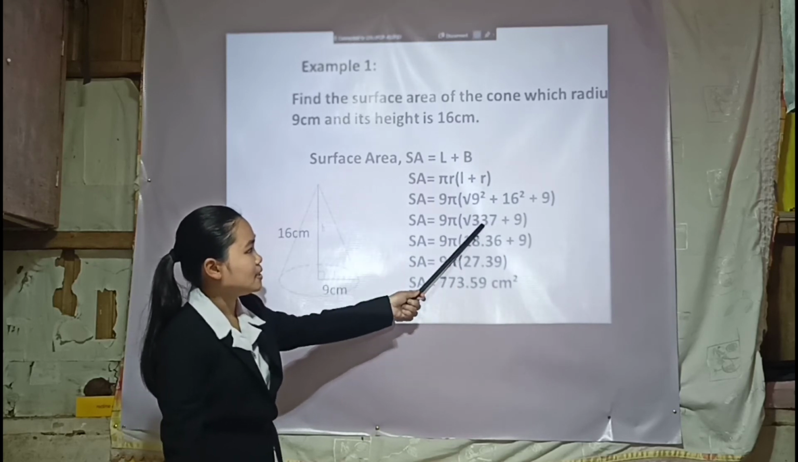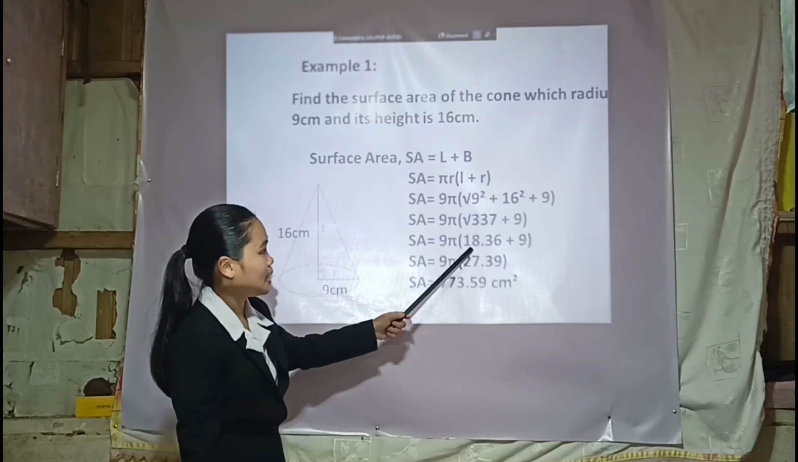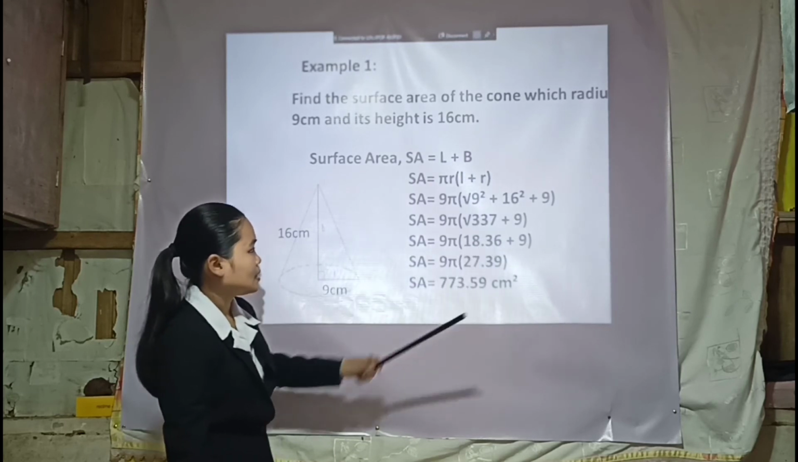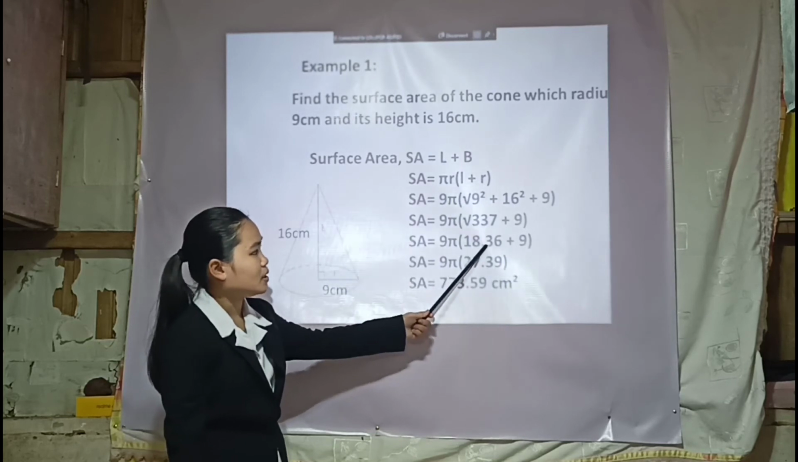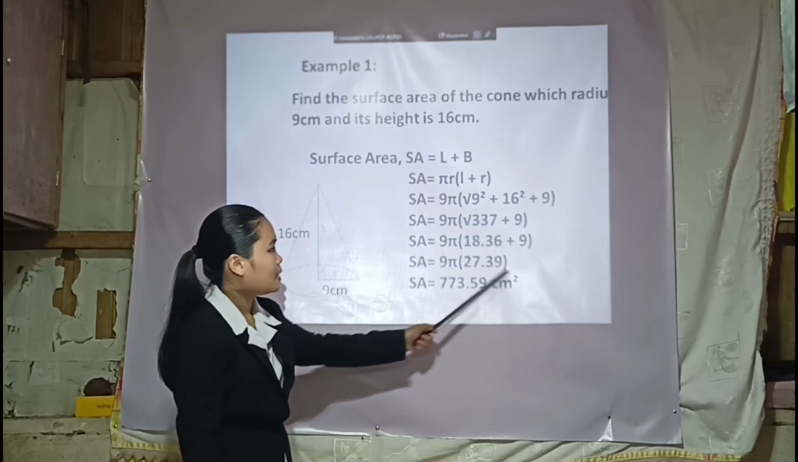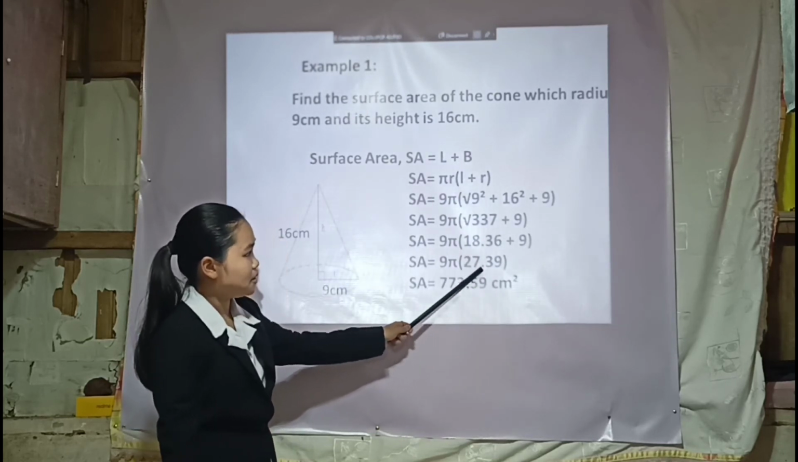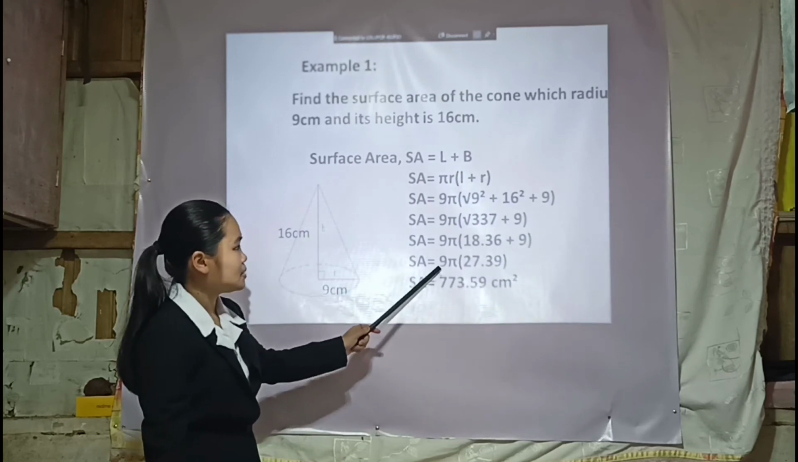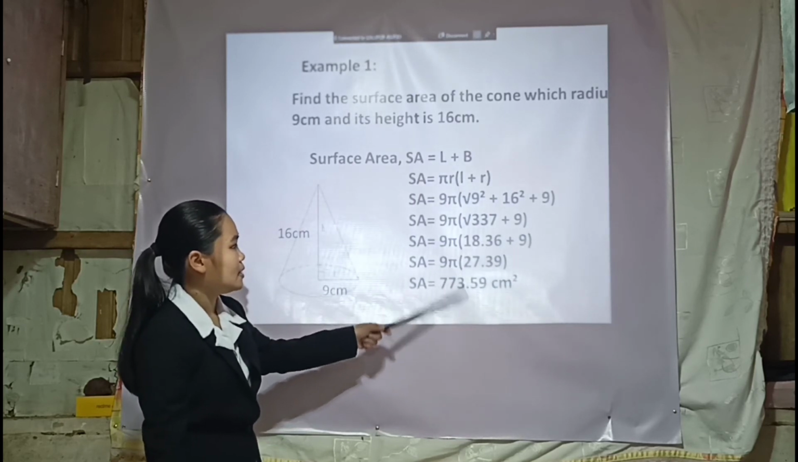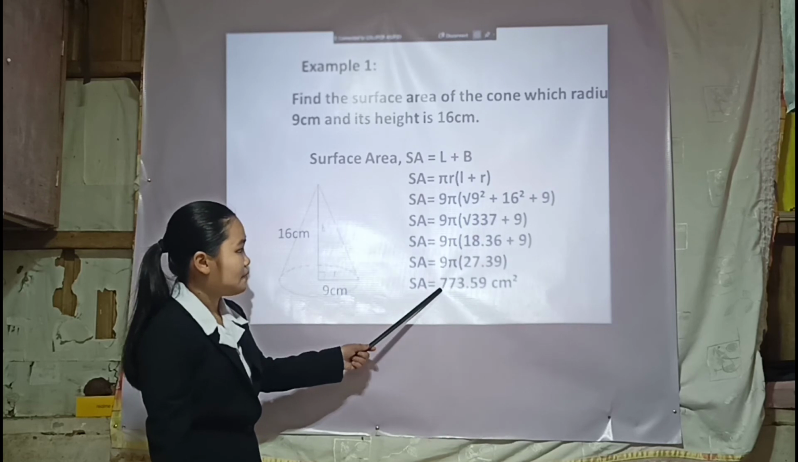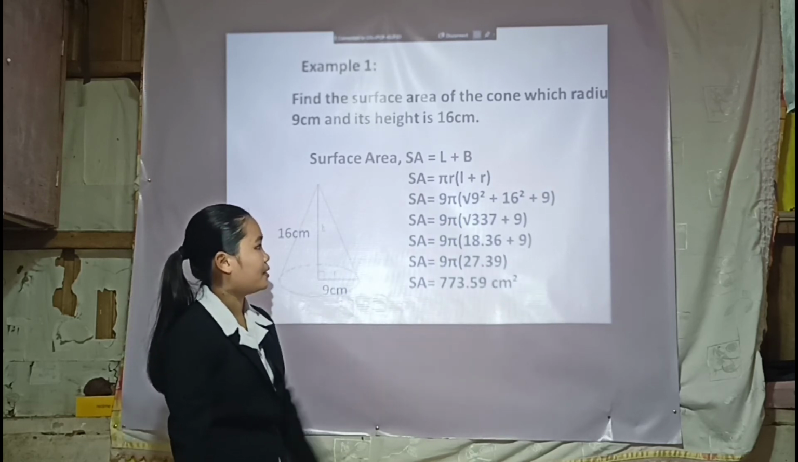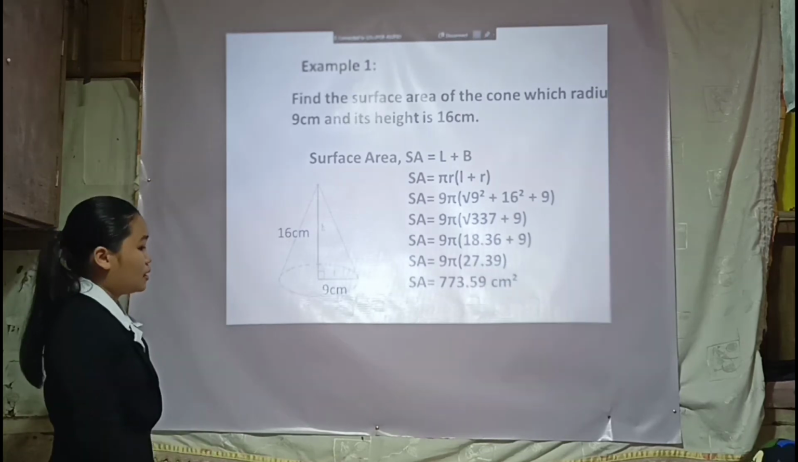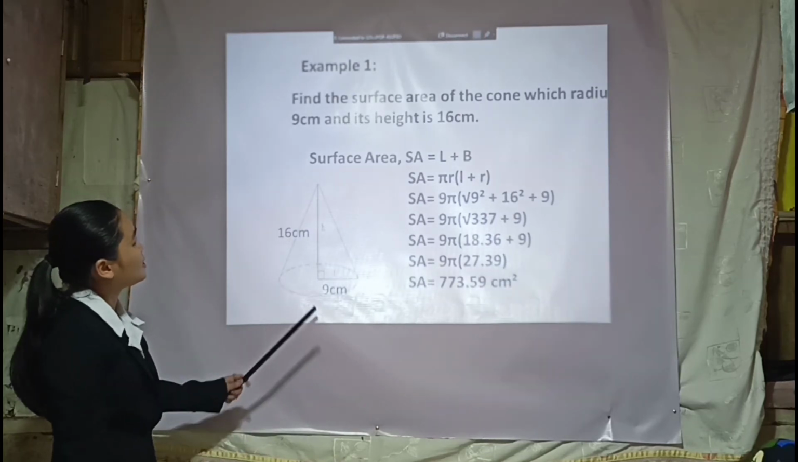The square root of 337 is 18.36. So, 9 pi times 18.36 plus 9 equals 27.39 times 9 times pi equals 773.59 centimeters squared. Let's proceed to the next example.